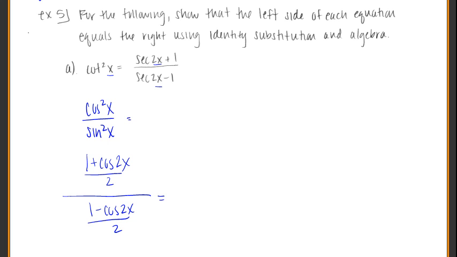We have 1 plus cosine of 2x over 2. I'm going to go ahead and multiply by the reciprocal of the bottom fraction.